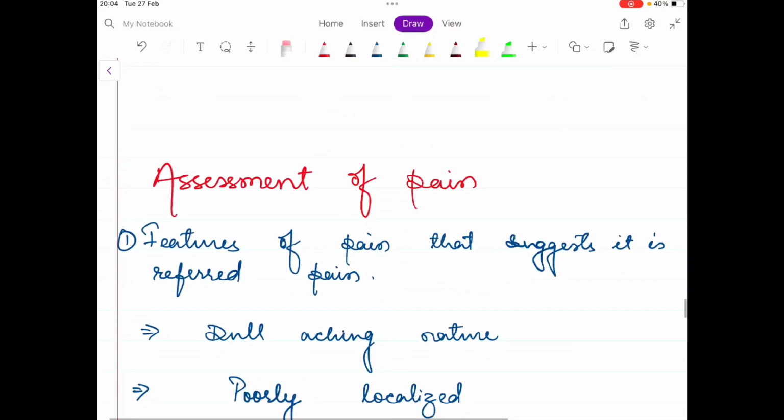All right, now let's talk about the assessment of the pain, which is very important. I have also discussed this assessment of pain in the orthopedics assessment.